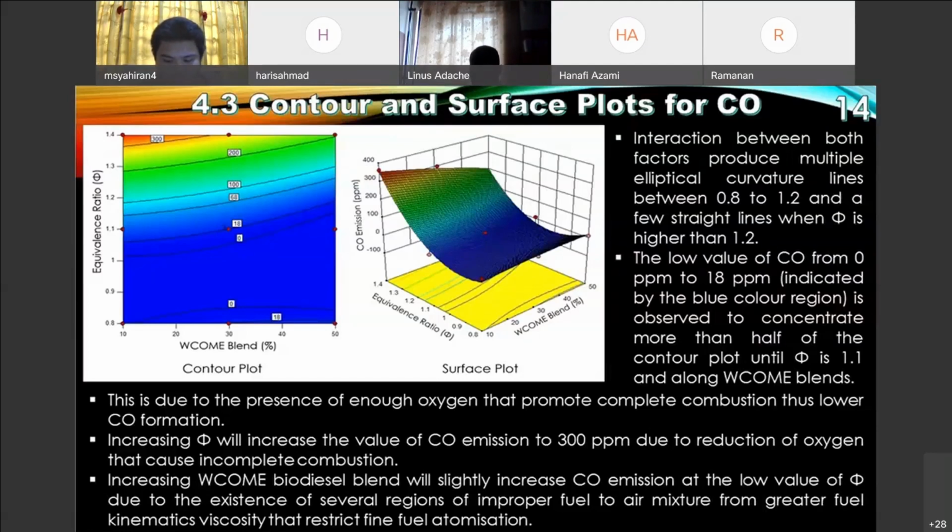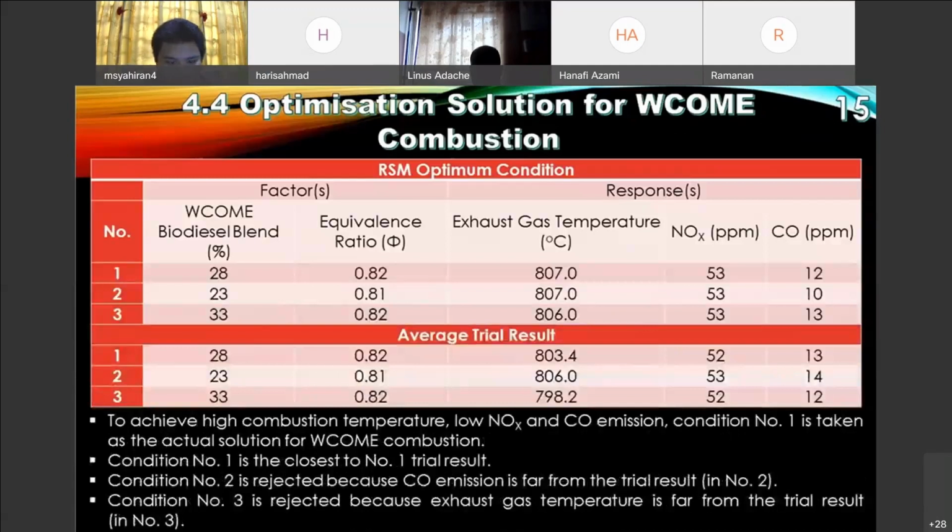Such low CO is due to the presence of enough oxygen that promotes complete combustion, thus lowering the CO formation. Increasing C will increase CO to 300 ppm due to the reduction of oxygen that causes incomplete combustion, and increasing WCOME will slightly increase CO emission at low C due to the existence of several improper mixing regions from the greater kinematic viscosity of the biodiesel fuel that restricts fine fuel atomization.